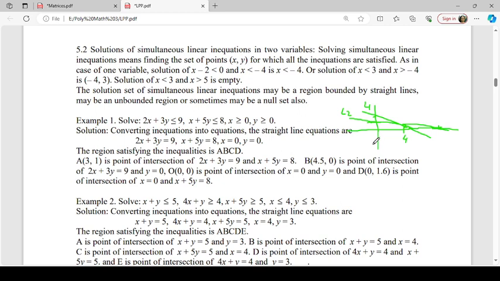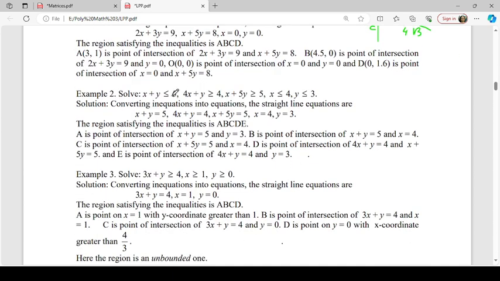So A is 3, 1. This is the point A. Then B is 4.5, 0. This is B. Then O is 0, 0, C is the point of intersection, and D is this one, 0, 1.6. This is D. So ABCD is the region which satisfies this inequality.